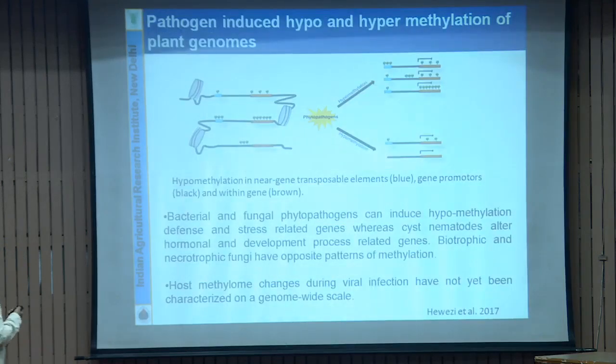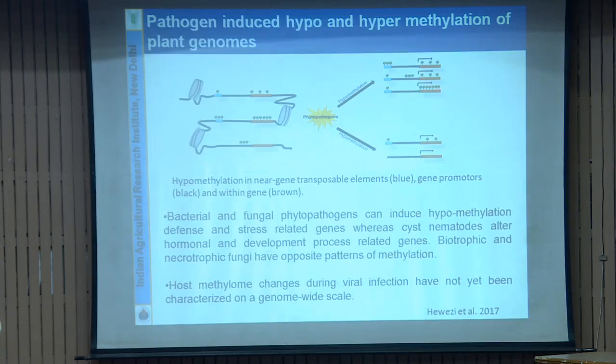If a pathogen has induced either hypomethylation or hypermethylation of the genome, what could it do? This figure shows the gene region: the red one is the gene, the black one is the promoter, and the blue one is a transposable element which has been inserted into the promoter. If hypermethylation of any of these regions happens, it may lead to inactivation of the gene.